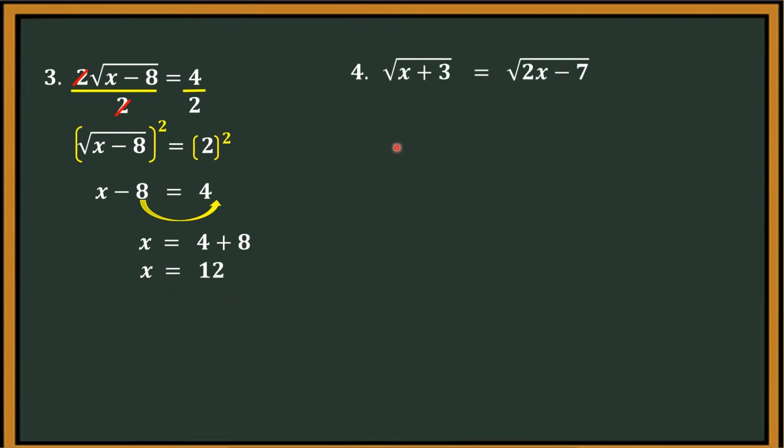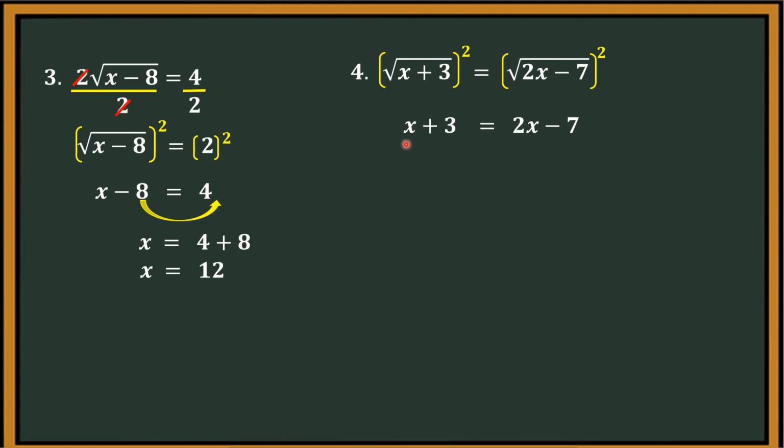Let's go to number 4. Square root of x plus 3 is equal to the square root of 2x minus 7. Since both sides have radicals, and this is a square root, and the other one is also a square root, we need to square both sides to cancel out the radical. So we will have now x plus 3 is equal to 2x minus 7.